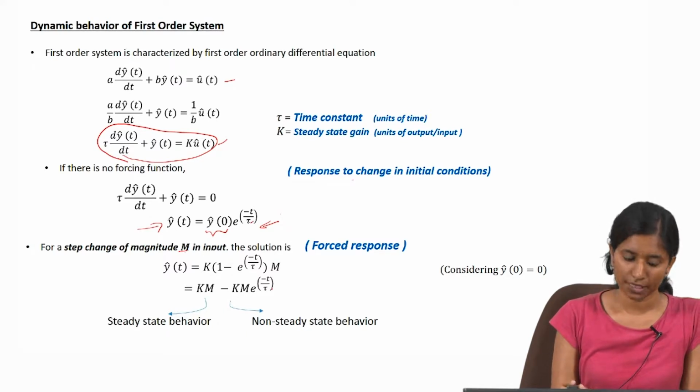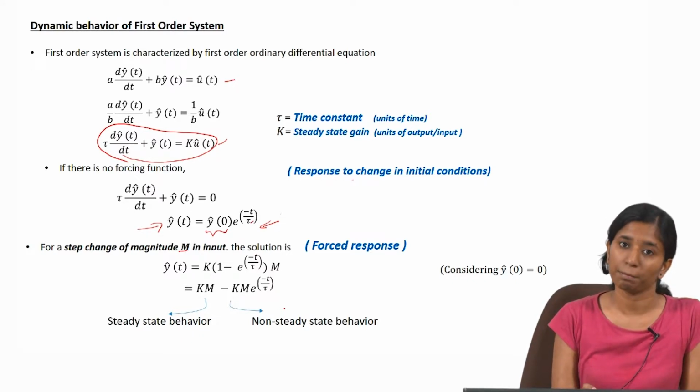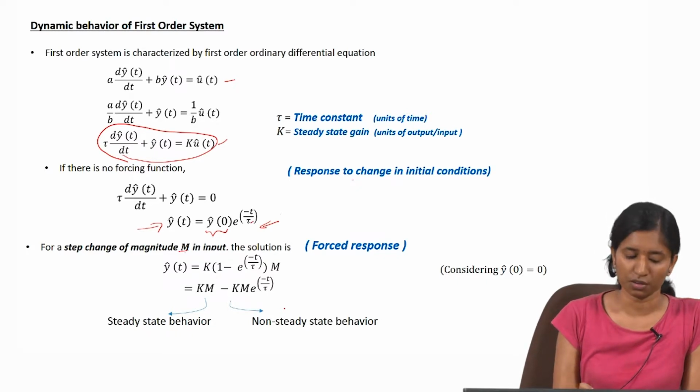Now, suppose there is a forcing function involved, and we know that there are different types of forcing function. It can be the step, the ramp, the impulse, or sinusoidal, and so on.